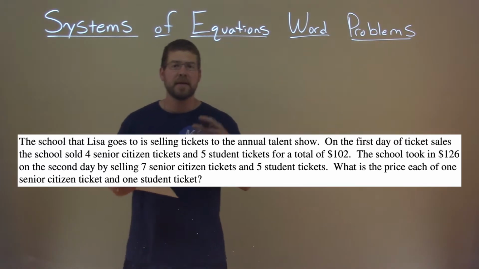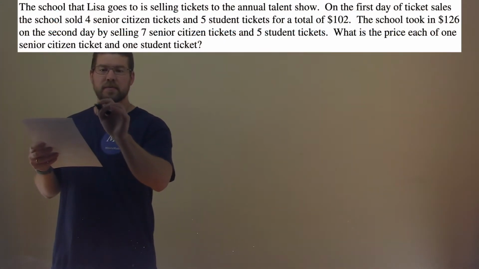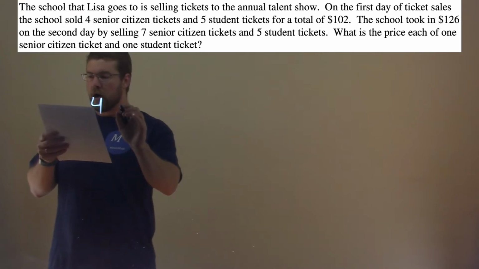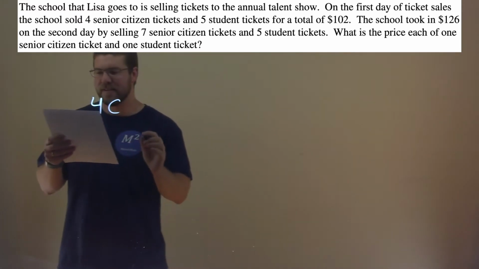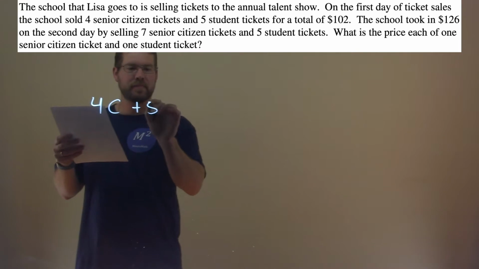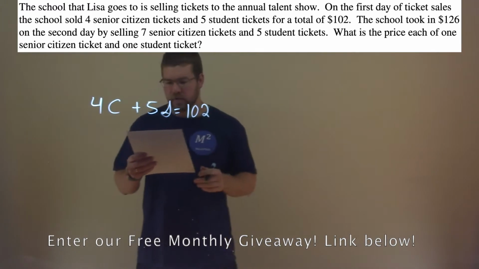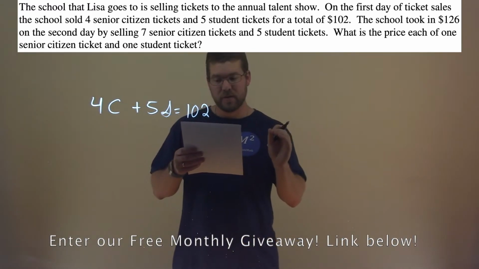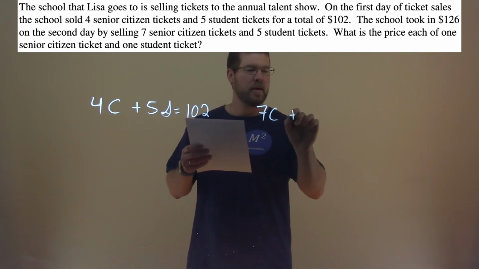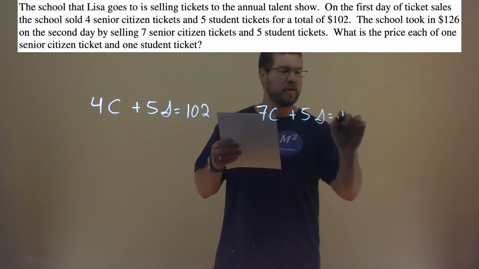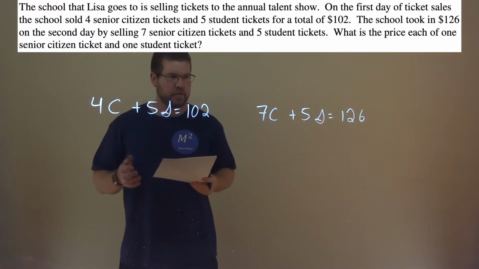So we need to create some equations here. Okay, so let's look at the first one. They told us that they sold 4 senior citizen tickets, we'll call that the C. So 4C, C for citizen, plus 5 student tickets, and they sold that for a total of $102. They also told us that the school took in $126 by selling 7 senior citizen tickets, so C being the number of senior citizen tickets, and 5 student tickets, and again that gave us $126. So now we have a system of equations that we can use to solve, okay?